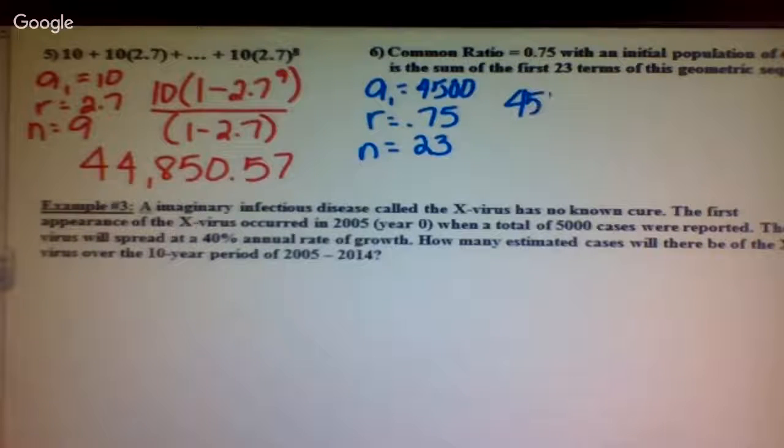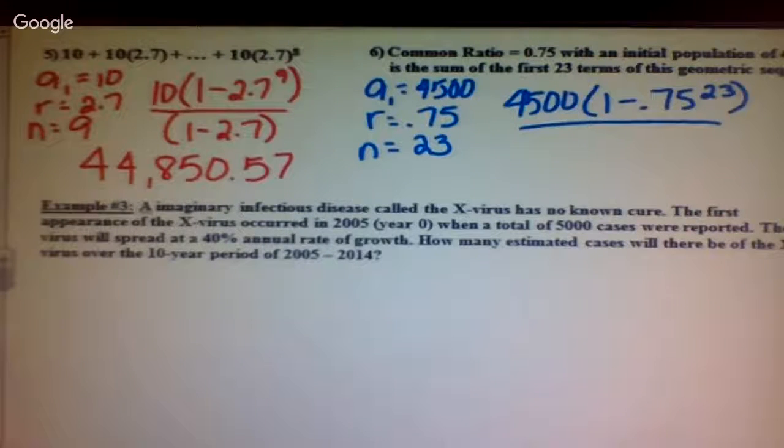Finally, the last one. Common ratio is 0.75 with an initial population of 4,500. What is the sum of the first 23 terms? So, what is A sub 1? 4,500. And R is 0.75 and N is 23. So 4,500 times 1 minus 0.75 raised to the 23rd power divided by 1 minus 0.75.